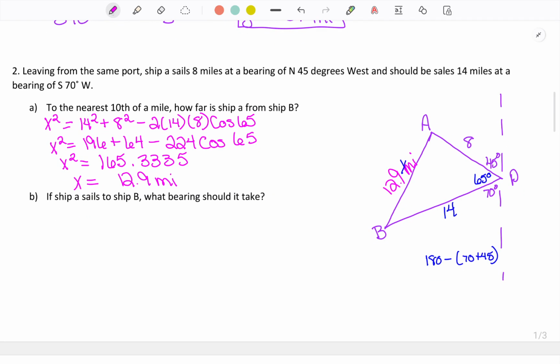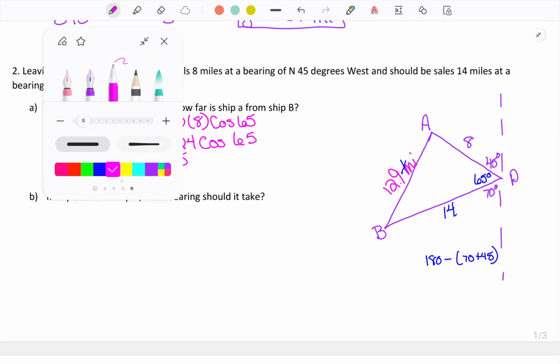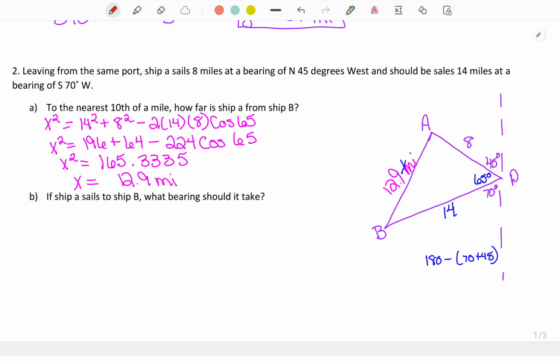Okay, so now we're going to look at what happens if ship A tries to sail to ship B. What bearing should it take? This is going to take a lot of use of geometry, just so you know, because essentially you are taking ship A and making it its own center of your compass. So we're going to draw those lines with little red dots. We're going to now assume ship A is the center of bearing.